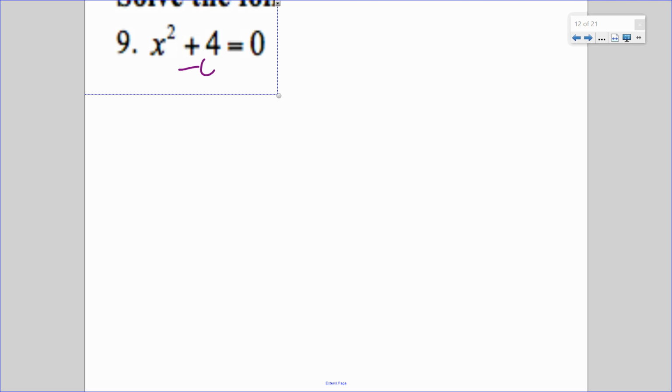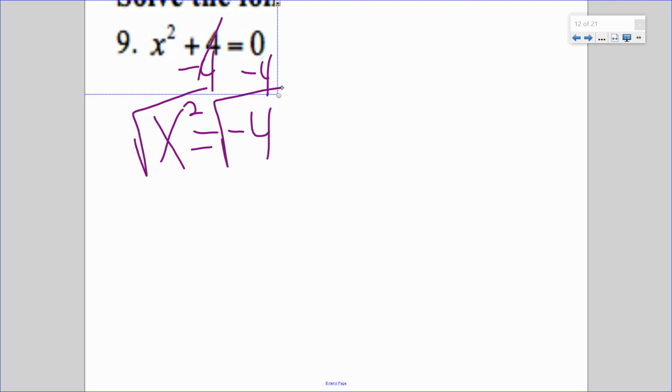I would subtract 4 from both sides, and I get x squared equals -4. Now, you guys have learned algebra, and you know to get rid of a square, I do the square root. And whenever you do the square root, there's going to be 2 answers, one positive, one negative. So I'm going to end up with x equals plus or minus radical -4. So whenever you take a square root of something, there's always 2 answers, one positive, one negative.